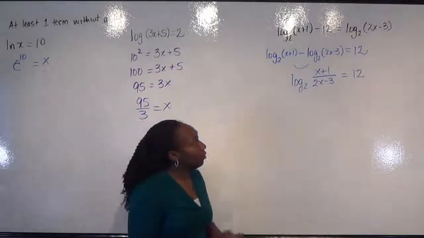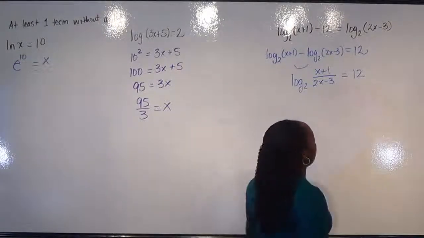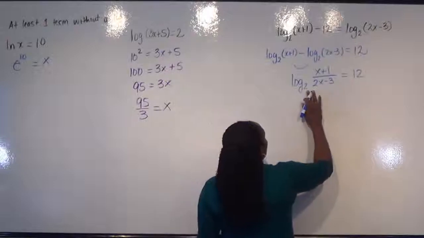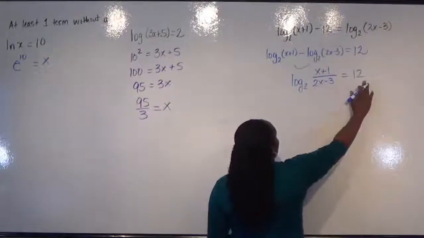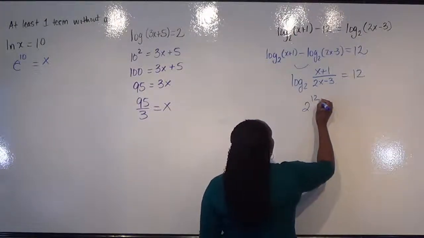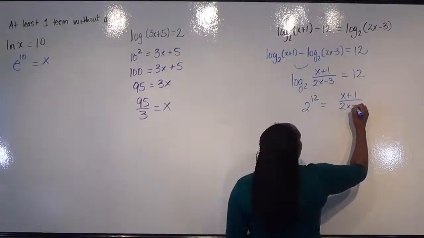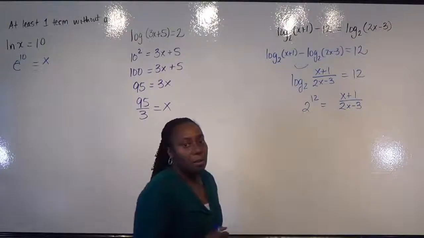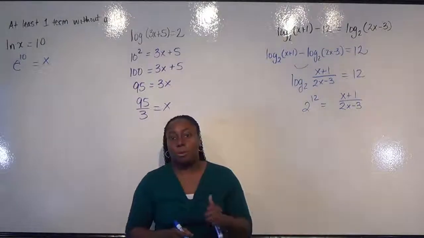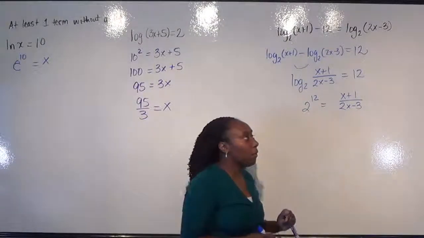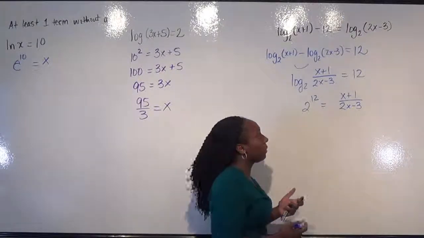Okay. From there, we now have a log equaling a number, so we can change it to an exponential. So the base to the answer, so 2 to the 12, will equal our argument, (x plus 1) over (2x minus 3). 2 to the 12th, huge number. We'll leave it as 2 to the 12th for now, but we can still solve.